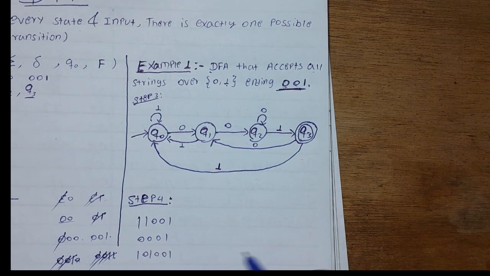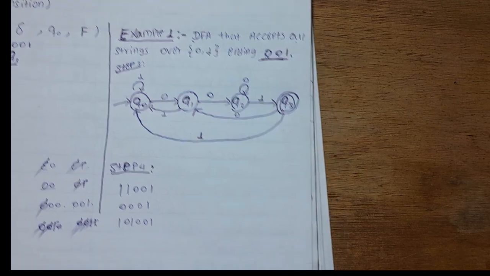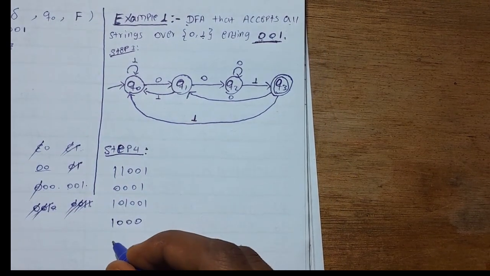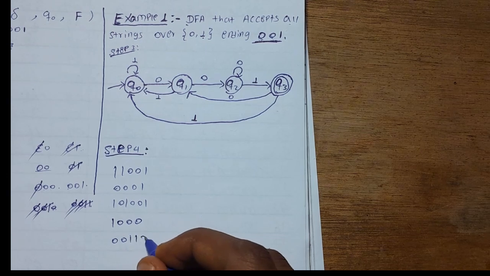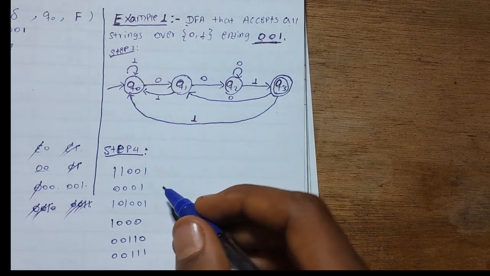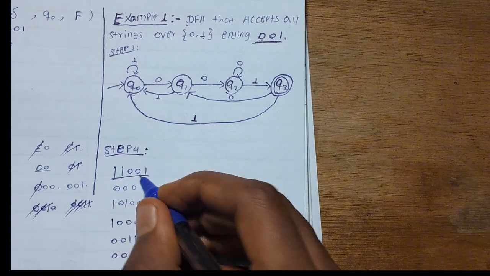So let's check, and okay, let's see another. Let's check 1 0 0 0. Let's check 0 0 1 1 0. Let's check 0 0 1 1 1. So let's check the first string.